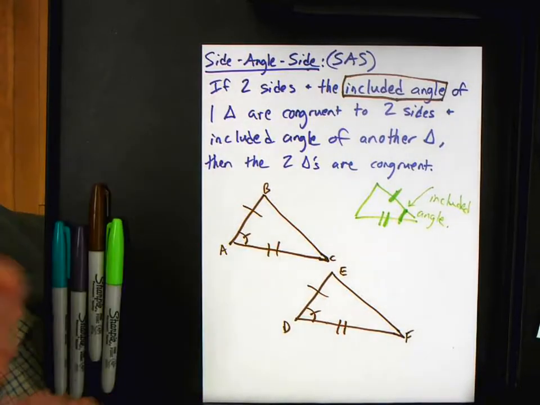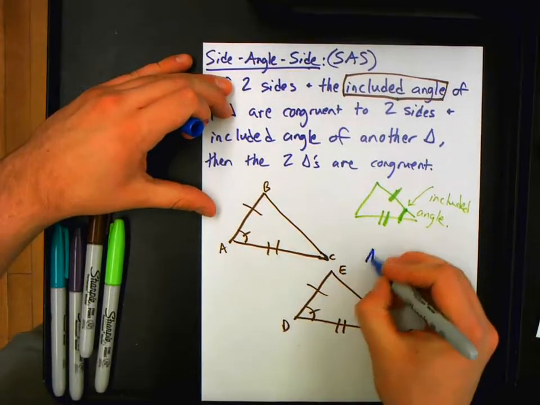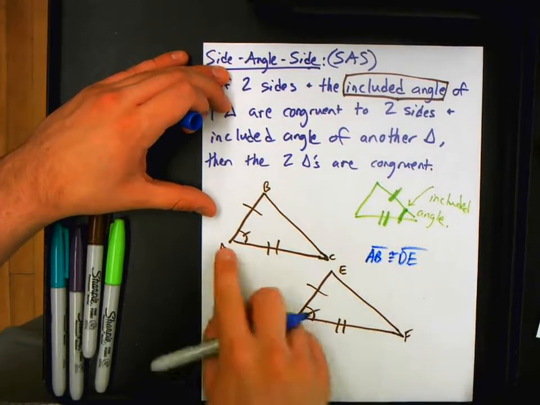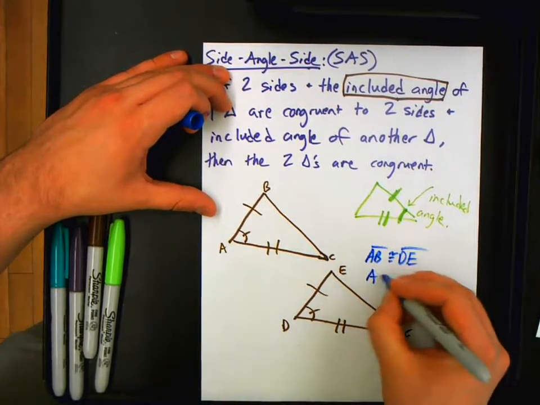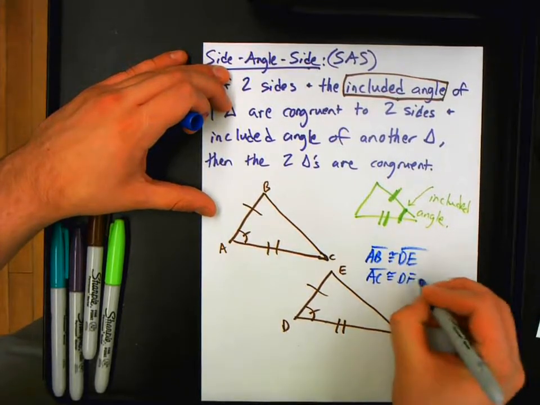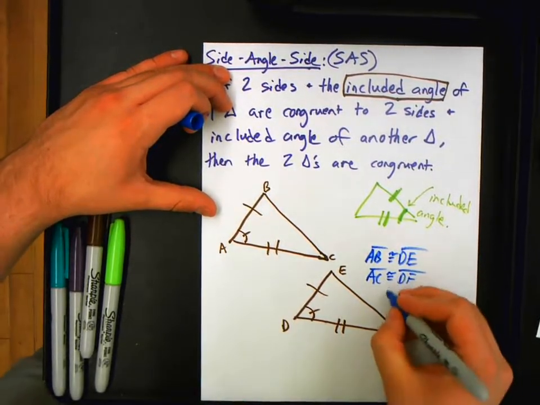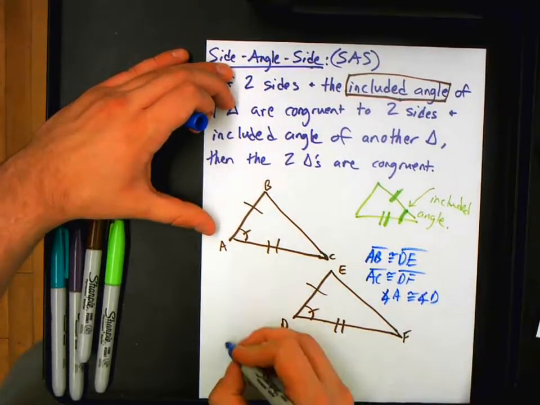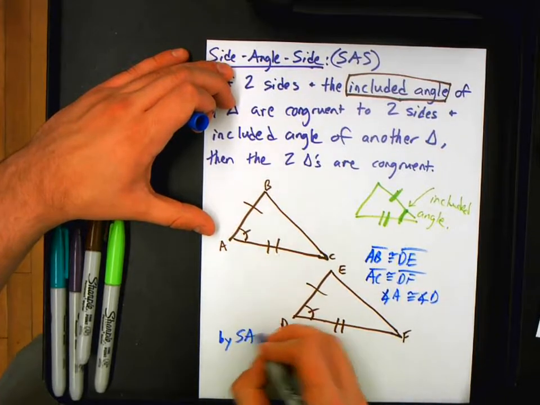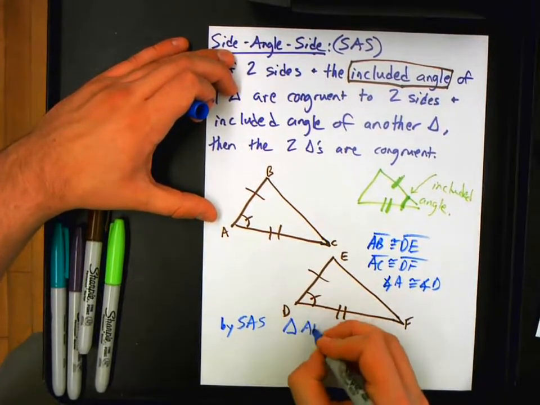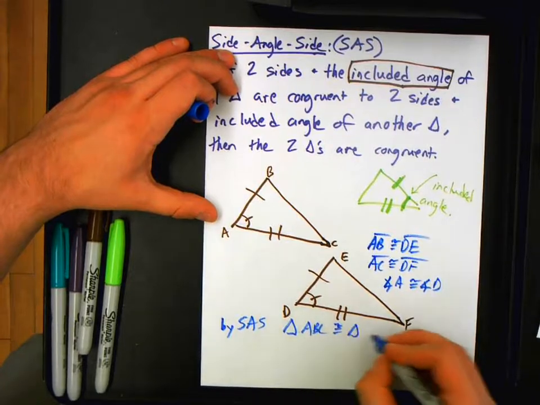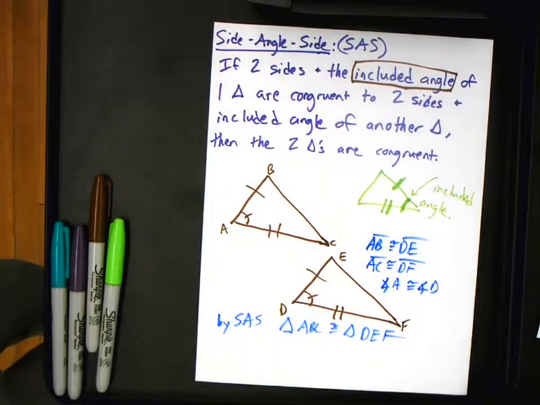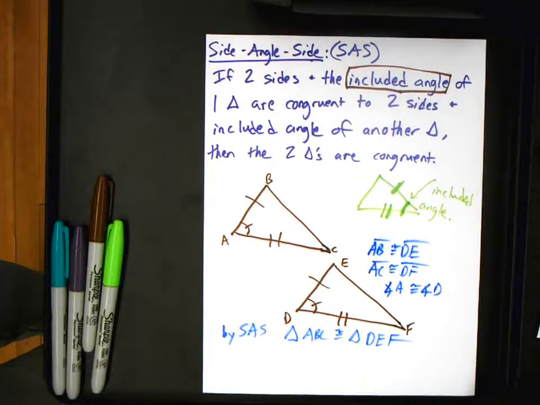So for example, down here, if you know that AB is congruent to DE, AC is congruent to DF, and angle A is congruent to angle D, then by side angle side, triangle ABC is congruent to triangle DEF. And again, the exact same order for each of the triangles.